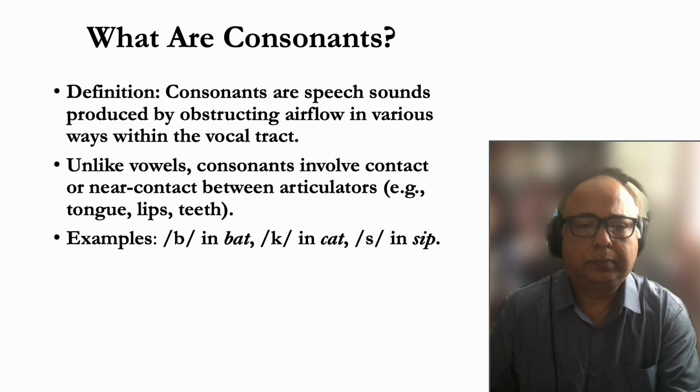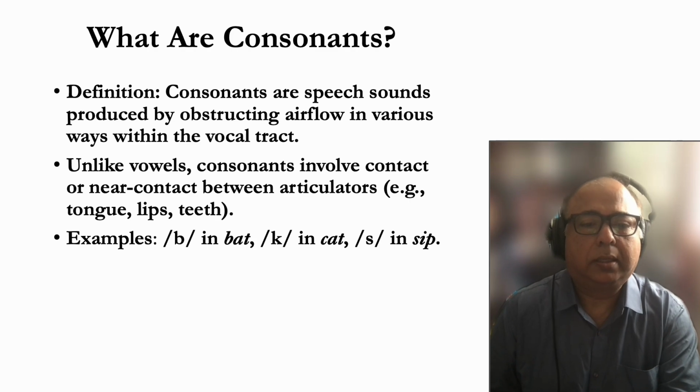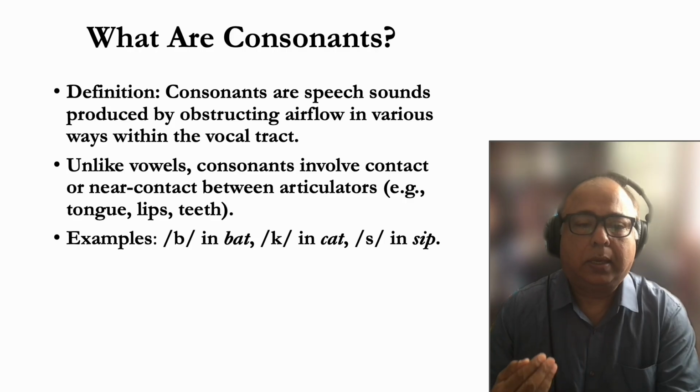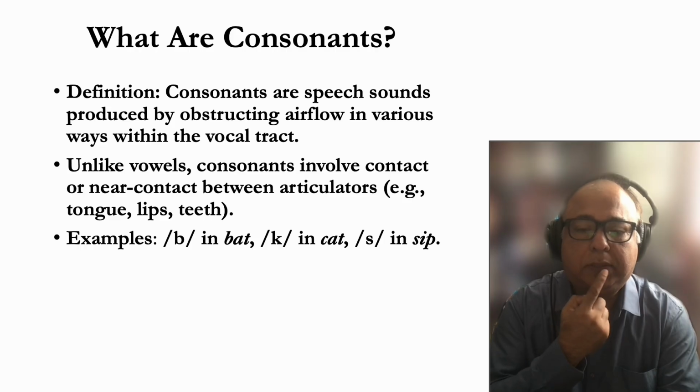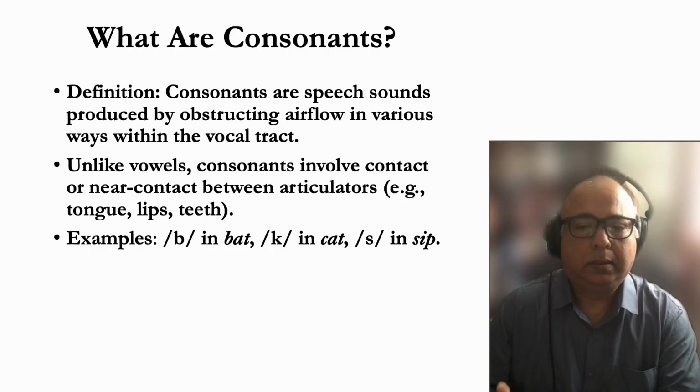So let's start. What are consonants, you ask? Consonants are speech sounds that are produced by obstructing, blocking airflow in various ways within the vocal tract. Consonants differ from vowels in that they involve contact or near contact between articulators, such as your tongue, your lips, and your teeth. So let's look at some examples. B in bat, k in cat, and s in sip.